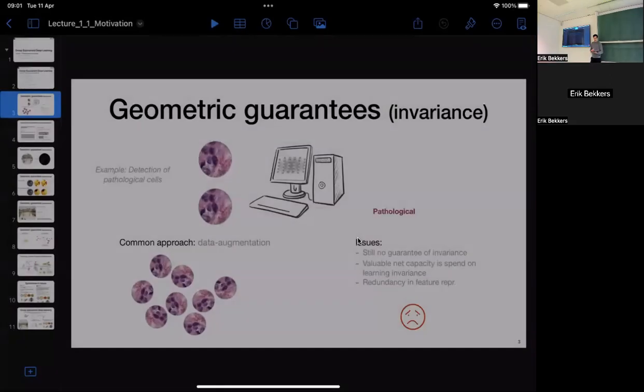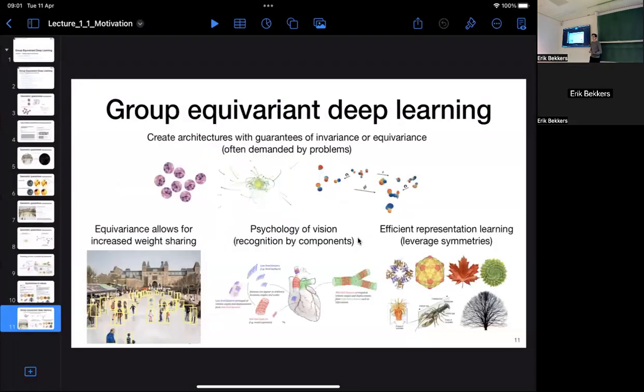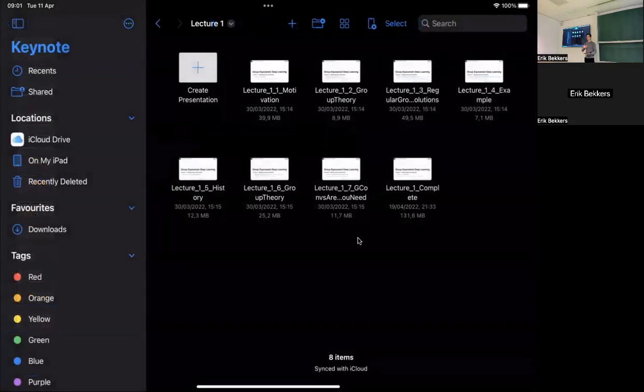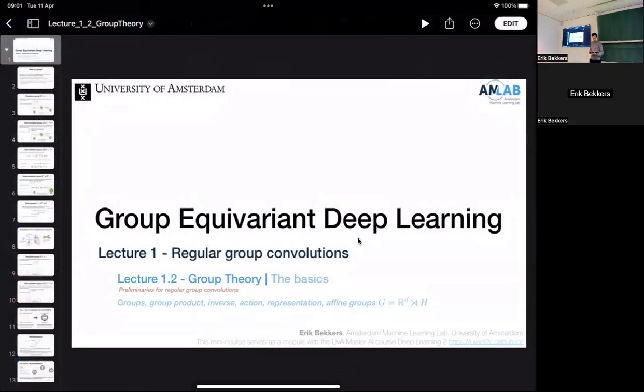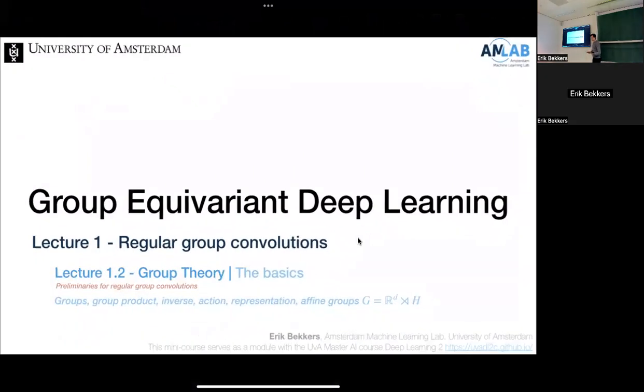I think we're now good to move to the first theory part, to actually learn about what these groups are in the first place. If there are any questions, by the way, now or in the future, just interrupt me, because I'm running out of breath. Okay, so we'll move on to group theory.